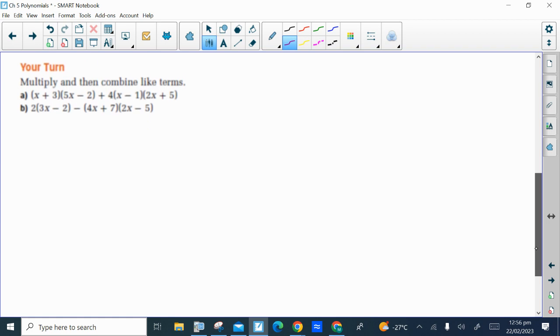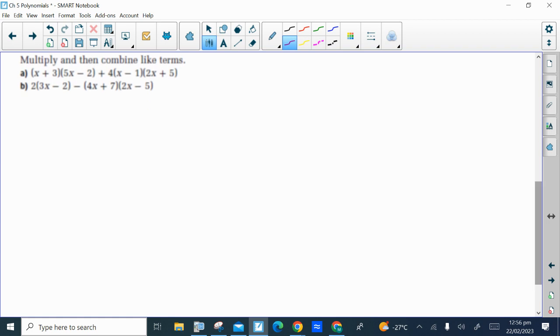So let's skip A and let's do question B. Again, we've got that minus sign in between the two products, so we'll introduce a second set of brackets so that we make sure that we deal with that minus sign in front properly. But the nice thing about this one is the first multiplication is going to be quite simple because it's just 2 times 3x minus 2. That'll give us 6x minus 4.